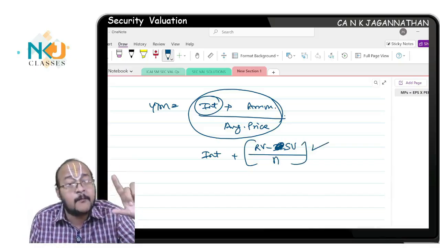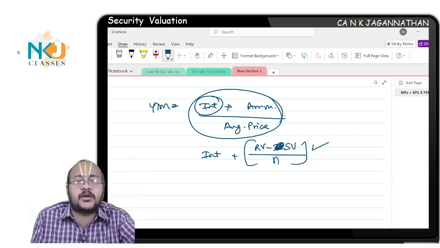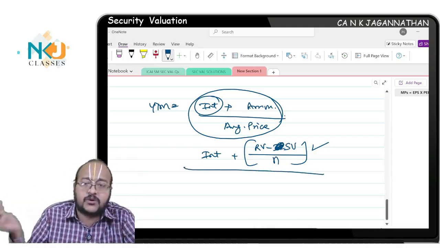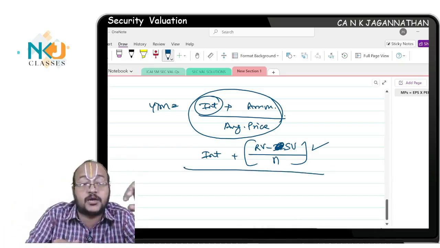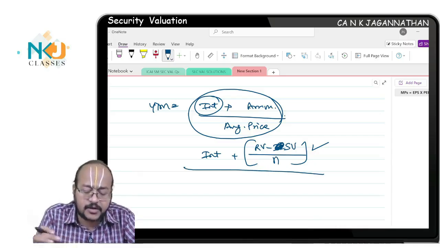Okay, this is a rough method, not applying time value of money. That is why this is approximate, which will not consider time value of money with respect to capital gains. So this is an approximate formula. When you consider time value of money, you will get the real IRR, but the approximate IRR will be a little less or high.